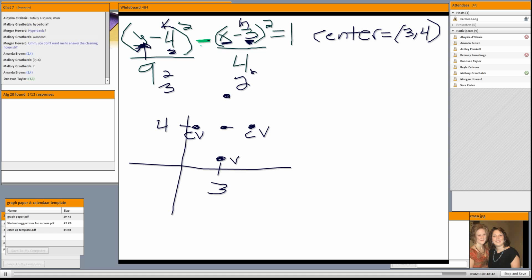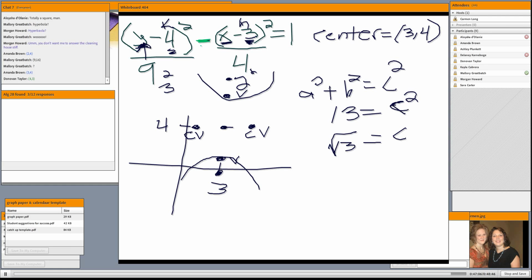And to find out the focus point, I'm going to use a squared minus b squared, sorry, just kidding, plus b squared equals c squared. So I get 4 plus 9, c squared. So c is the square root of 13. So it's going to be here for a focus and here for a focus.